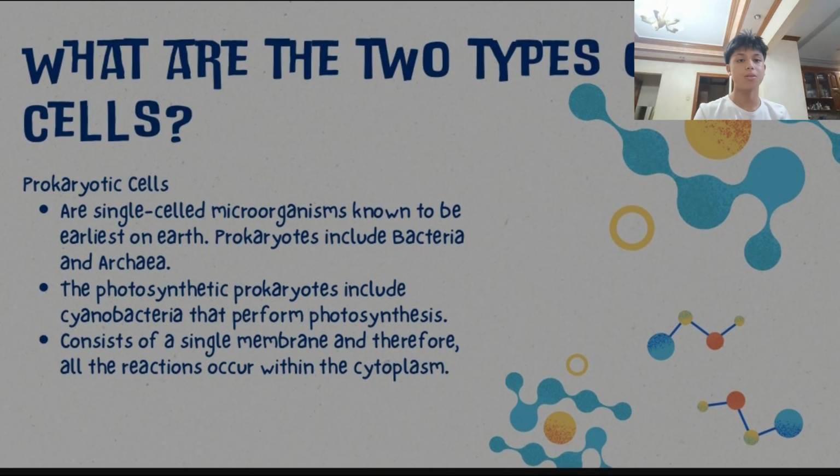What are the two types of cells? First, we have the prokaryotic cells. These are single-celled microorganisms known to be the earliest on Earth. Prokaryotes include bacteria and the archaea. The photosynthetic prokaryotes include cyanobacteria that perform photosynthesis, and these also consist of a single membrane, and therefore all the reactions occur within the cytoplasm.